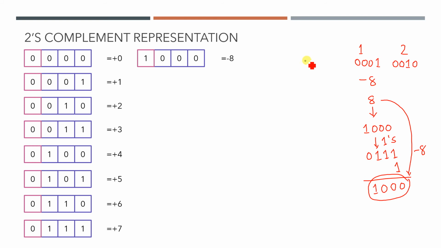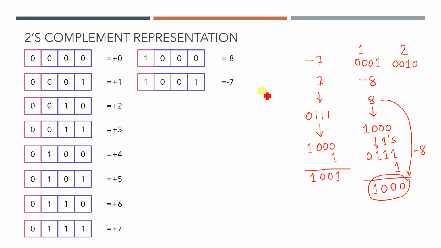If I ask you for minus 7, what will you do? You will first convert 7 into its binary equivalent. The binary equivalent will be 1 1 1, and you represent it as a 4-bit word, so make it 4 bits: 0 1 1 1. Then you convert it into its 1's complement. The 1's complement will be 1 0 0 0. Then you add 1 to it to make it 2's complement. 1 plus 0 is 1, this is 0, this is 0, this is 1. So minus 7 will be represented as 1 0 0 1.